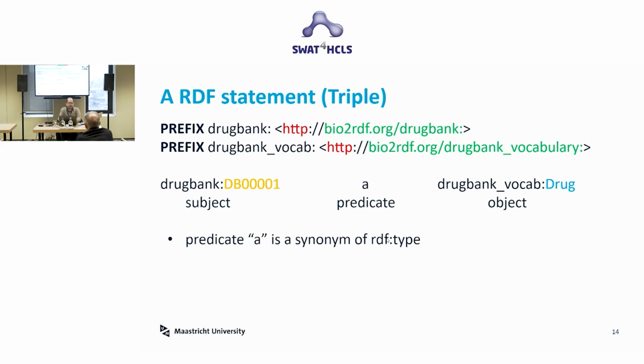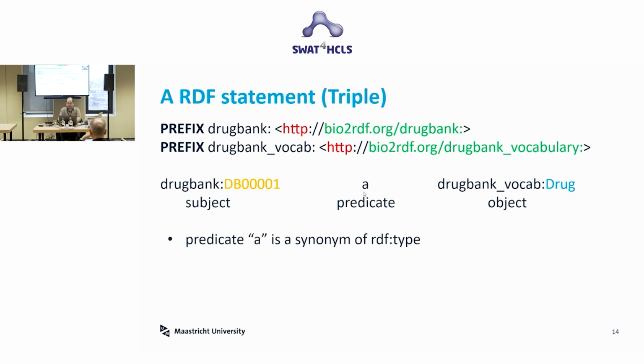So here's another example of a full triple. We defined two prefixes because we have two formats of URIs. One represents the entities, that's bio2rdf.org/drugbank, and the other represents other things like the relations, the predicates, and we call it bio2rdf.org/drugbank vocabulary. And the triple in this case will be drugbank, the identifier of the drug. This is the subject.